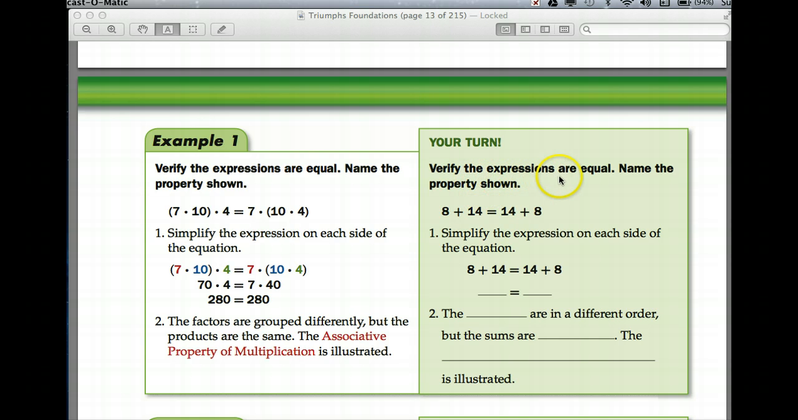Verify the expressions are equal and name the property shown. So this is the expression they give us. The two expressions set equal to each other. Now, what is 8 plus 14? I want you to write it here. Write it down.